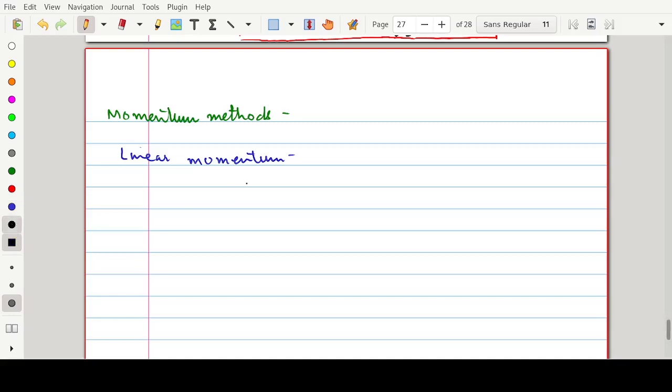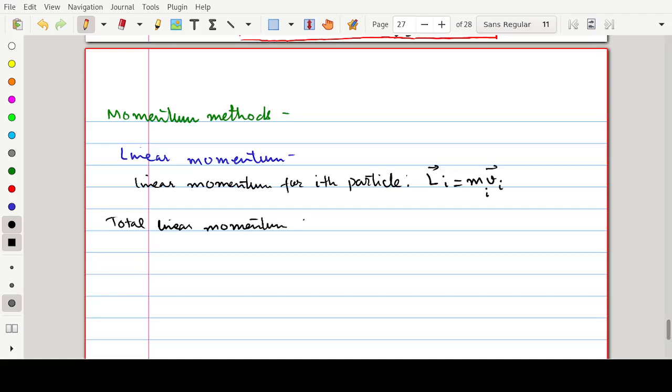So as we have been doing all along, linear momentum for the ith particle is given by this relation: mass of the ith particle times velocity of the ith particle, Li = Mi Vi. Now if you want to find the total momentum of the system, let us denote it by capital L. That will be the summation over i of Li, which is the summation over i of Mi Vi.